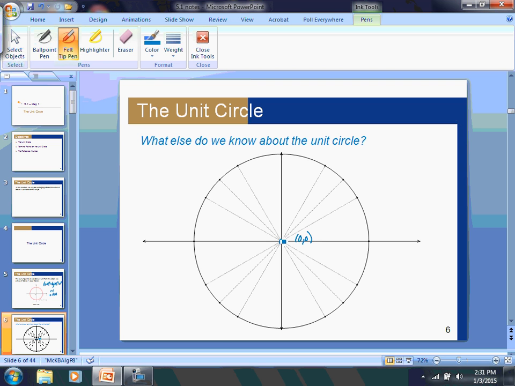And then if you know that the radius is 1 unit long, you should be able to tell me that this point over here is 1, 0. And then this point up here on the y-axis would be 0, 1. And this point back here would be negative 1, 0. And then down here should be 0, negative 1. Okay, so again, this is your x-axis, and you have your y-axis as well.